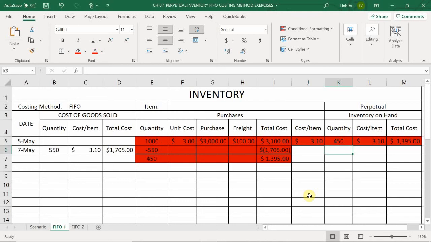You're going to purchase your inventory, place it into inventory on hand. You're going to sell an item, calculate how much it's going to cost, take it out of your inventory, and then update your inventory on the right. So that's exactly what I'm doing here. So in this case, I have 450 units left at 3.10 for a total of 1395.